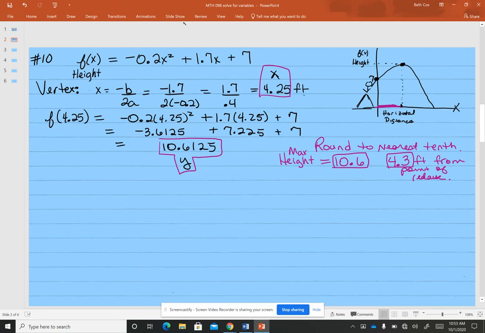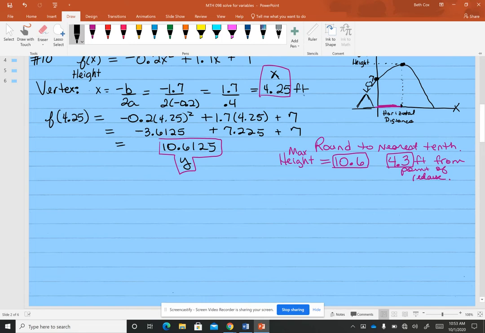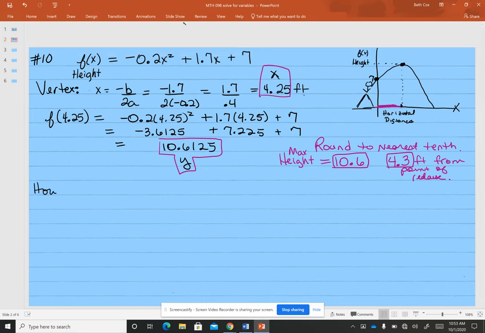The next part of the question asks us, how far does the ball travel before hitting the ground? And this is something that we need to talk about for just a second. This is where it hits the ground, and we want to know how far away that happened. Okay? And so the height at this point is 0. When it hits the ground, the height is 0.